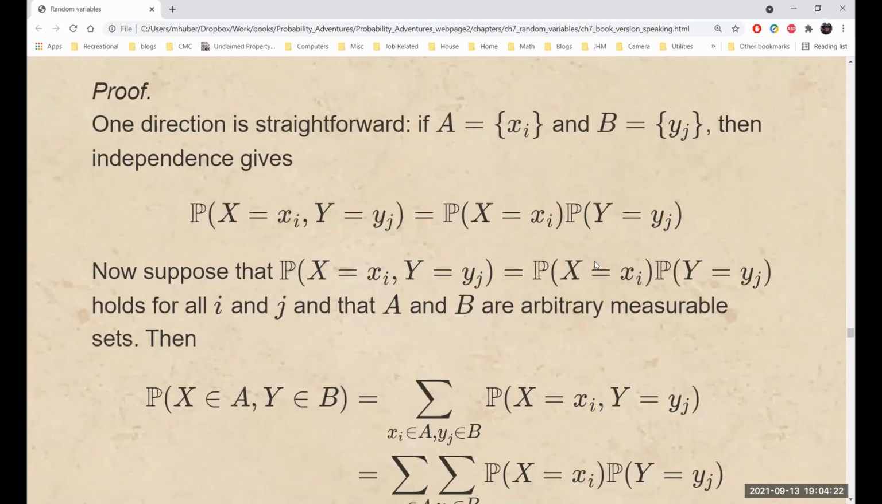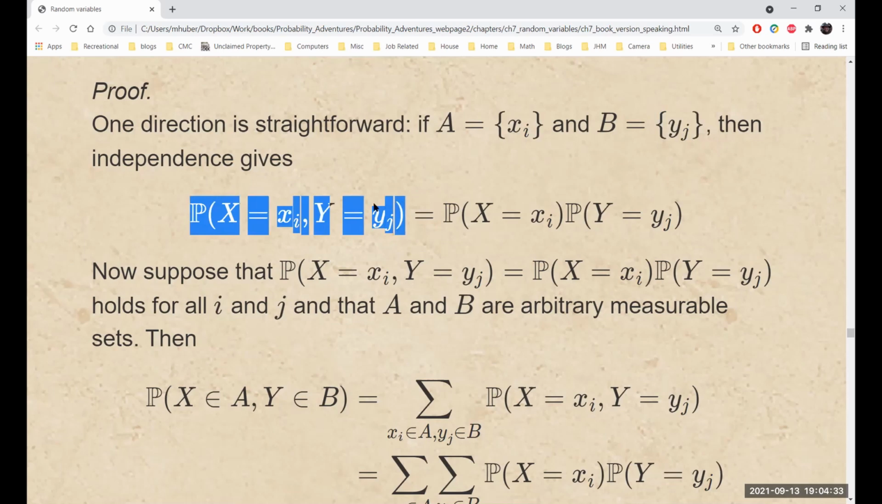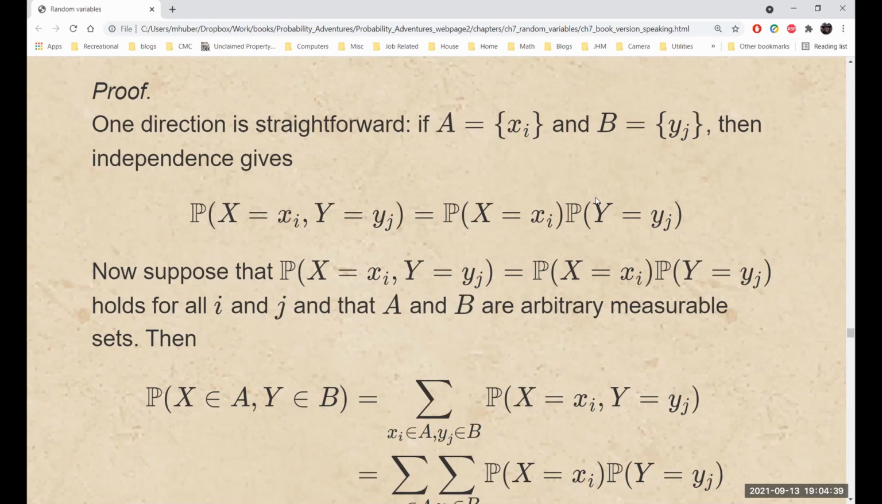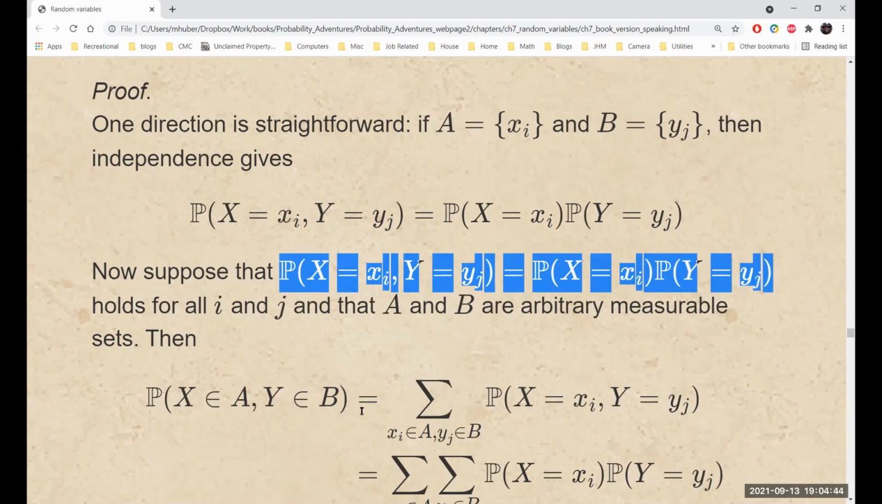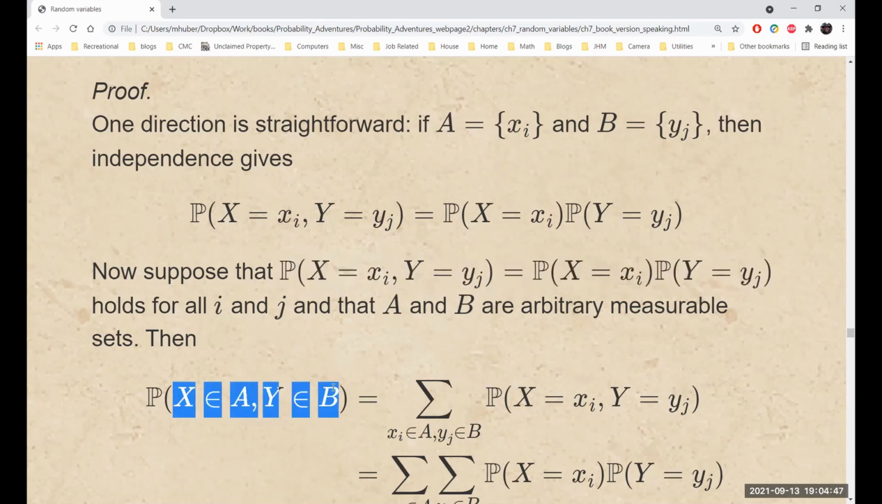Now, one direction is pretty easy. If you set the measurable set to be the set that only contains x sub i and the set that only contains y sub j, then if X and Y are independent, the probability that both these things happen factors into the individual probabilities that they happen. Now, suppose that we only know that this statement holds for singletons, and we're going to try and prove it for arbitrary sets A and B.